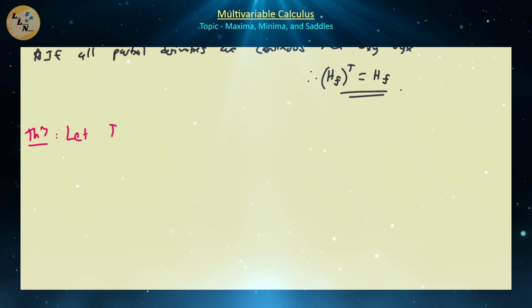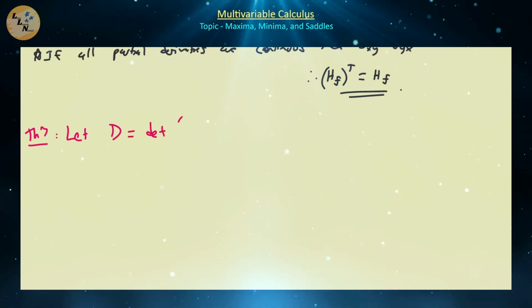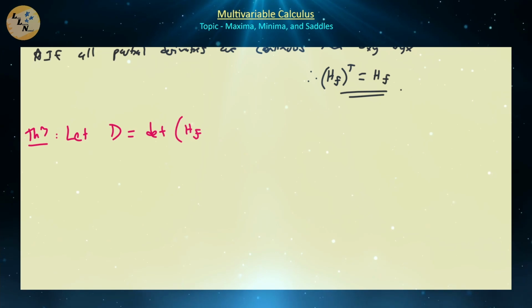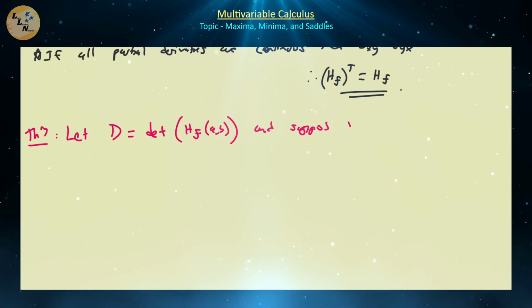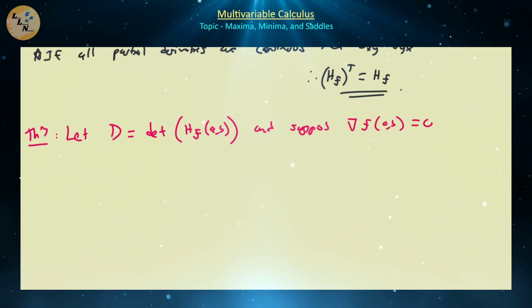So we're going to let D represent the determinant of the Hessian matrix evaluated at the point (a, b), and suppose that the gradient of f at (a, b) is equal to 0. Keep in mind the gradient is a vector, and the Hessian of a function at a point (a, b) is a matrix. Therefore, the determinant of the Hessian matrix of f at a point would be a number. So D is going to be a number, the Hessian is going to be a matrix, and the gradient is going to be a vector, in particular the 0 vector.